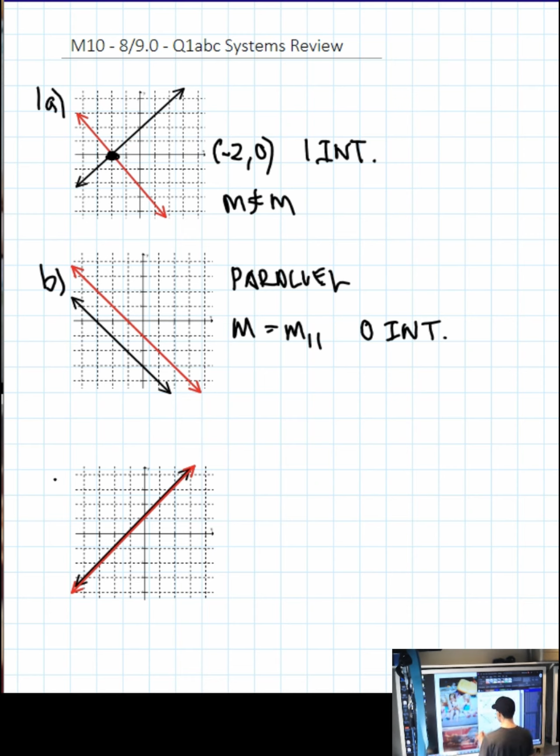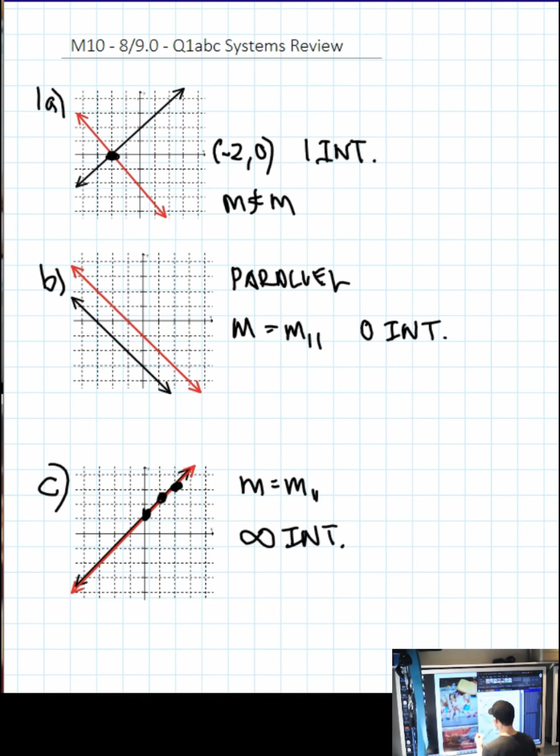Okay, 1C. So these lines are on top of each other. They have the same slope, m equals m, and notice they are parallel to each other by definition. But they also have the same y-intercept. So we say an infinite number of intersections. These lines are on top of each other. Find the intersection. Well, every single point on both lines is an intersection. This is an intersection, this is an intersection, this is an intersection, etc. We could list an infinite number of points, but we have an infinite number of intersections.